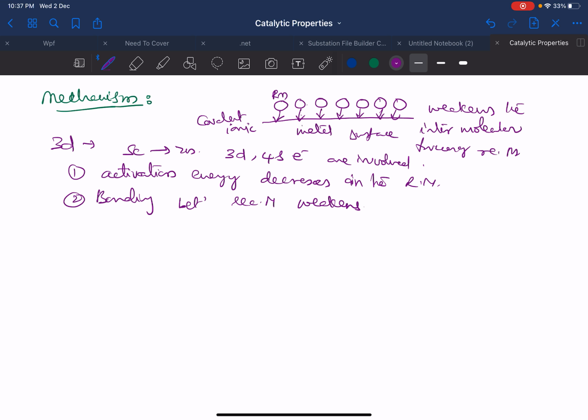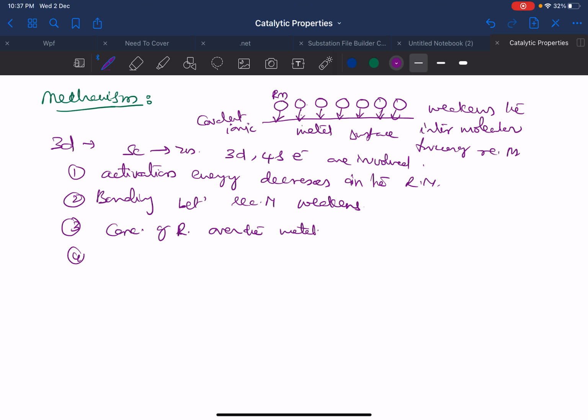And next, this effect will increase the concentration of reactants over the metal surface. That means more reactant molecules are attracted by the metal surface.